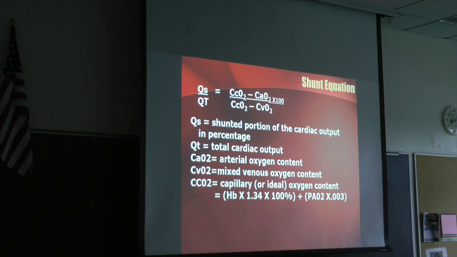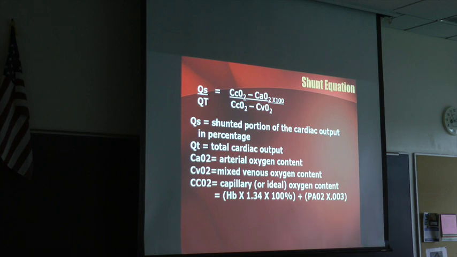What did you guys get? 40%. Was it rounded off from something? 40.3. Yeah, so go ahead and report just one decimal point. Not everybody got that? All right, so what did you put on the top? You had your ideal content of 20.7, and then you subtracted 18.0. On the bottom, you had 20.7 minus 14.0. So you do those two, and then you divide them. And then you multiply by 100. All set? Okay, very cool.